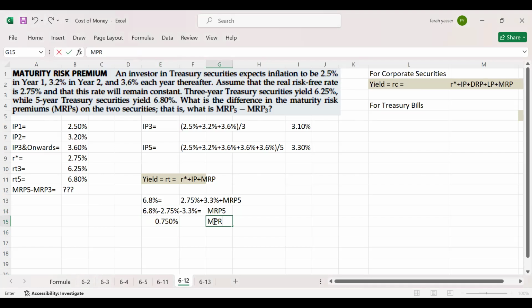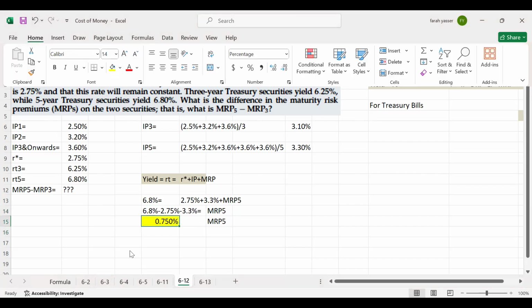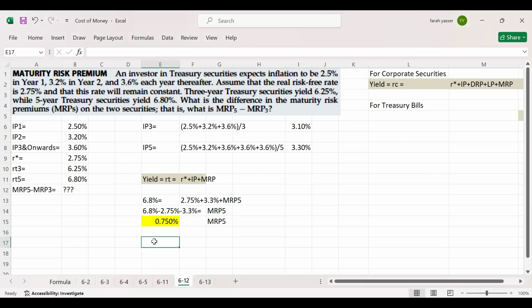MRP, MRP for 5 years. So this is 0.75. Similarly, we will calculate MRP for 3 years.